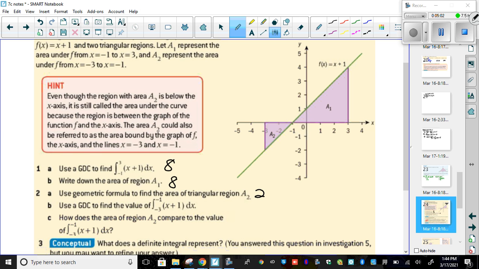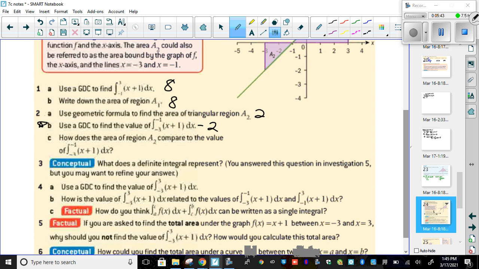But when you use your calculator, what do you get for the integral? -2. So how does the area compare to the integral? It's the opposite. So it's the negative of the area in terms of an integral. Why do you think it's negative? It's below the x-axis. But when you evaluate the integral, it is -2. Okay? So, important fact for you for that one.